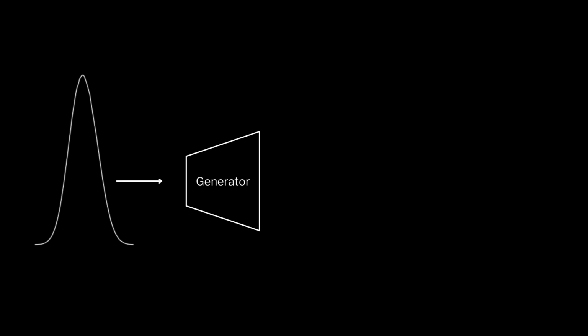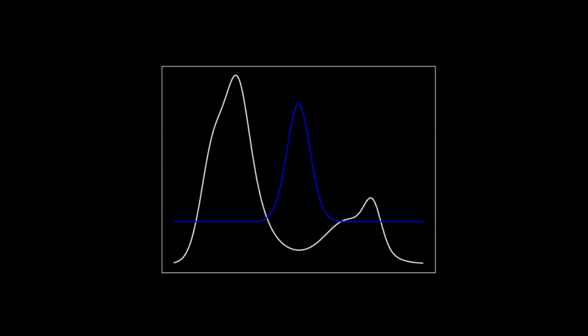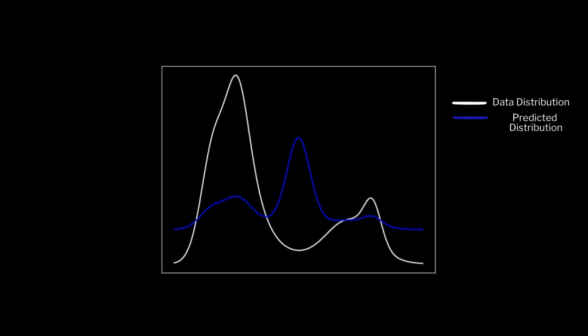GAN comprises of two models: a generator, which is responsible for taking in samples from our normal distribution and converting them into samples from that complex distribution. Assume the generator takes in our normal distribution and generates some samples. Let's call the distribution of these generated samples as predicted distribution. Here we have the original data distribution in white and predicted distribution in blue. If we could find some measure of distance between these two distributions, then we could train the generator model with this distance as loss. And ultimately, this would lead to the generated samples matching closely to the data distribution.